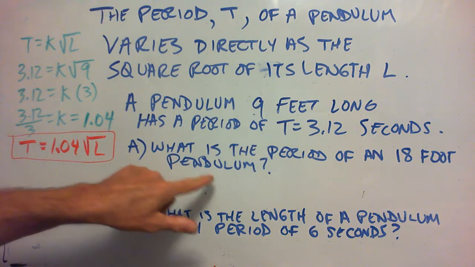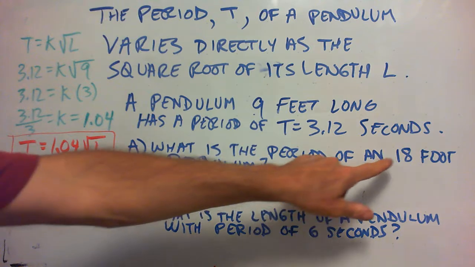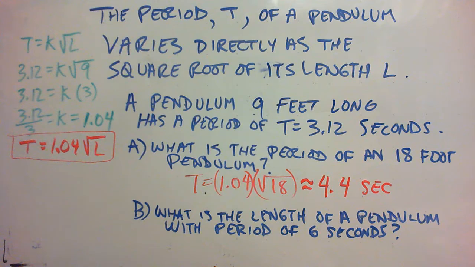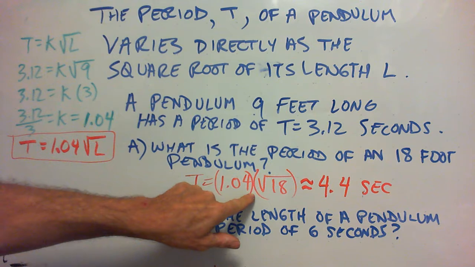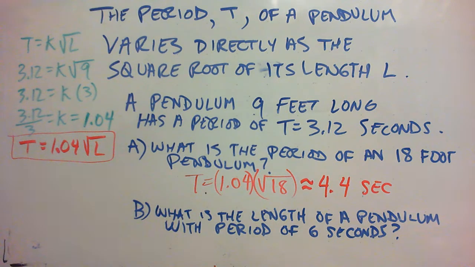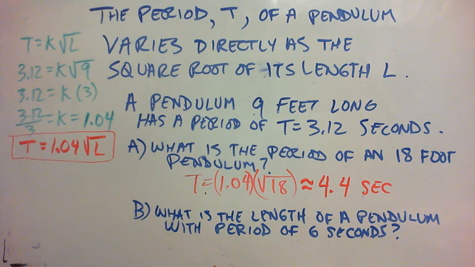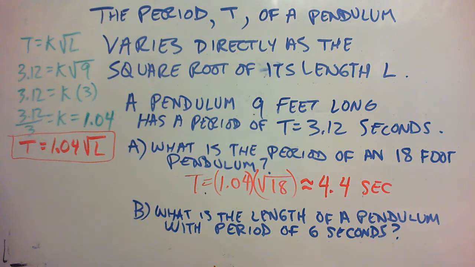We can use this model to answer both questions A and B. In question A, we're just plugging 18 into the completed model. So when we plug in 18, we get t equals 1.04 times the square root of 18. And when we calculate that out, we get 4.4 seconds, which is sort of surprising. We doubled the length of the pendulum, but it only increased a little over a second. Well, that's because it's proportional to the square root of L, not L.